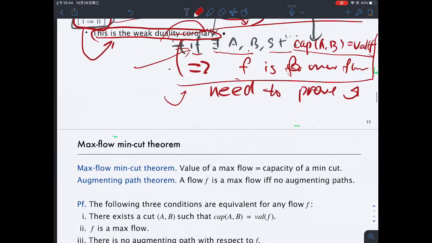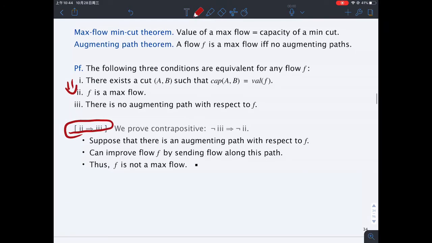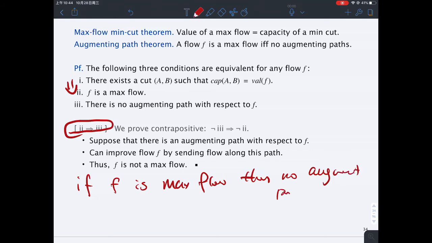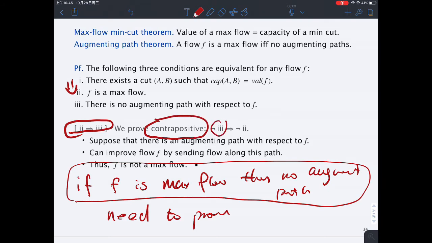Now, the next thing we want to do is that after 1 implies 2, we also need 2 implies 3. 2 implies 3 means that what we need to prove is that if F is max flow, then there exists no augmenting path. This is what we need to prove. In order to prove that, we just want to prove it by contrapositive. So in case there's an augmenting path, I want to negate the third statement, then we can improve the value of the flow.